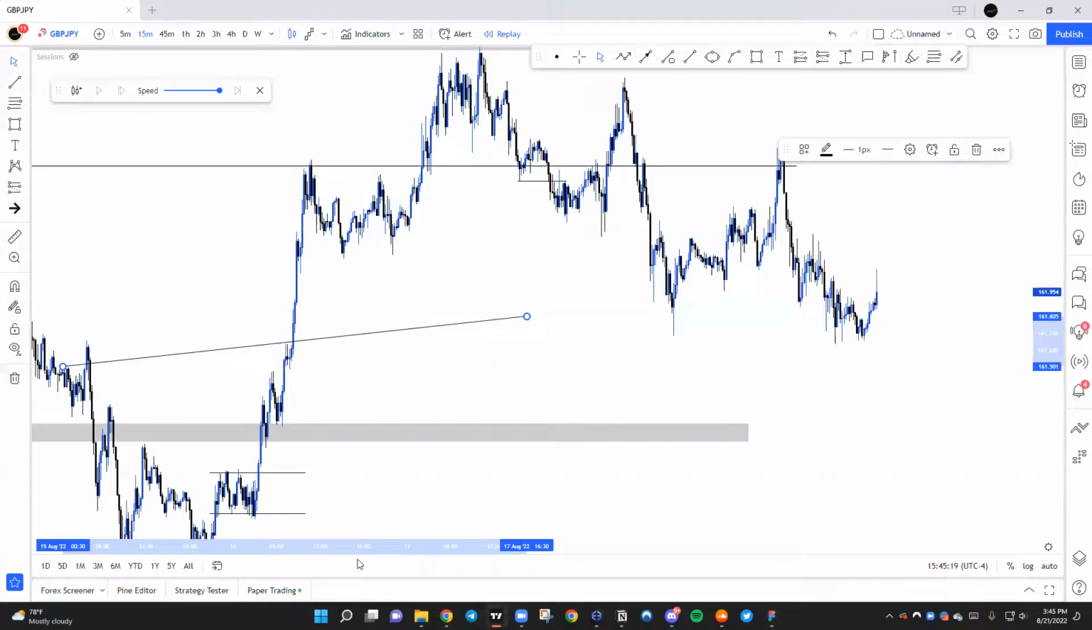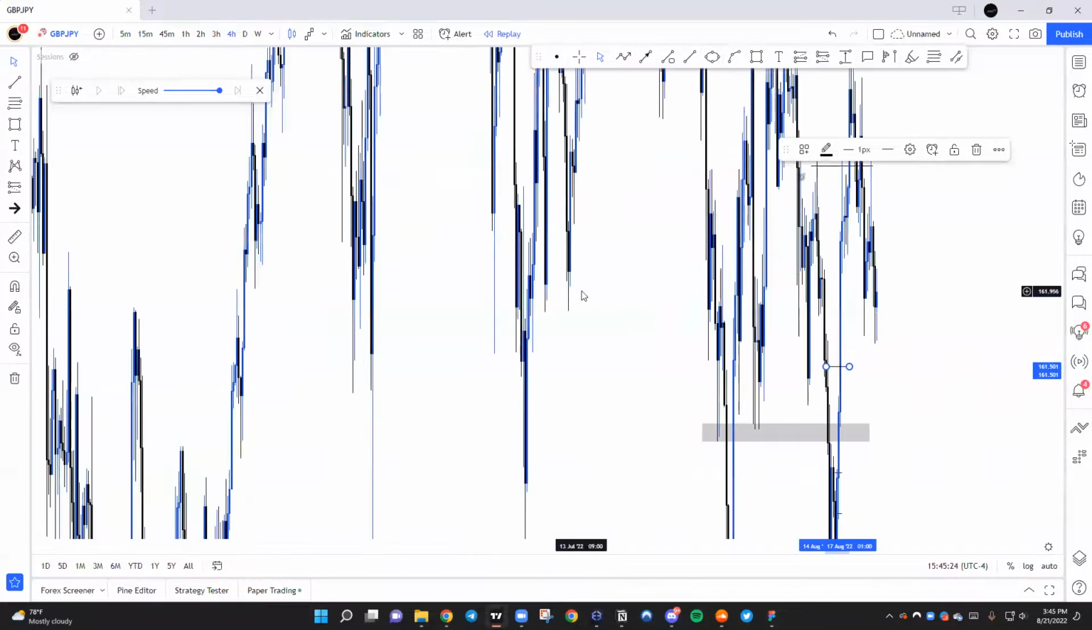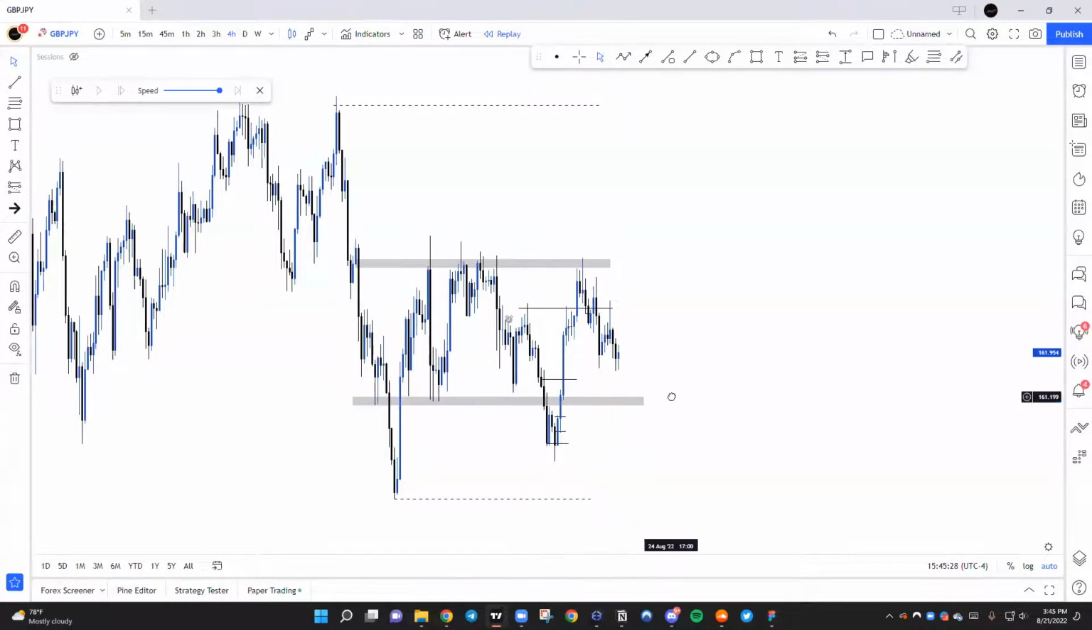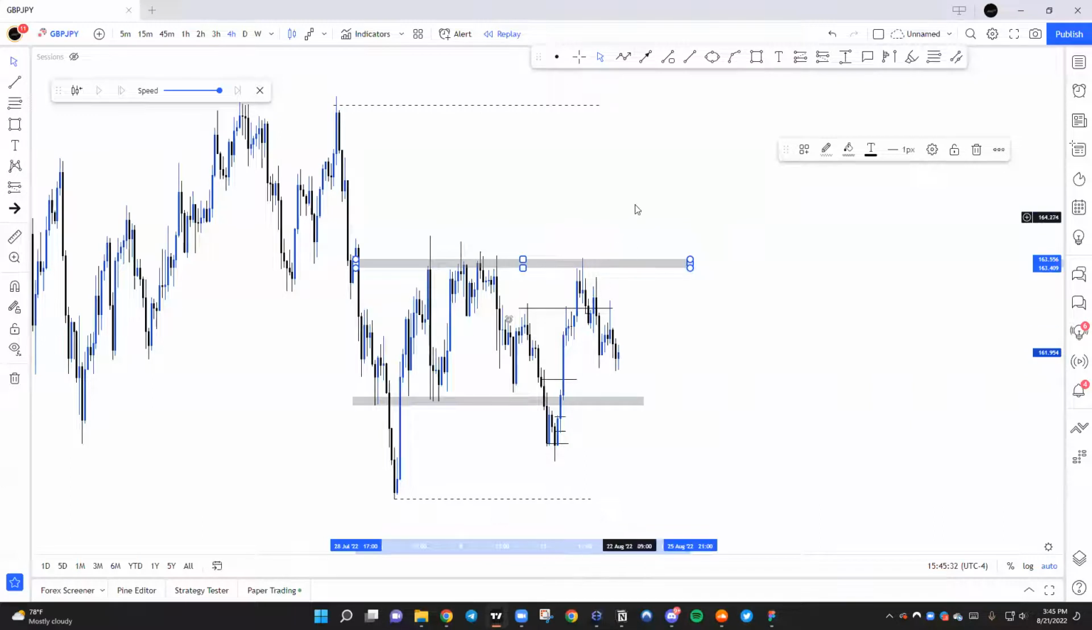But overall, I just don't like how GJ was looking, because overall, it's just consolidating, honestly. It's just really consolidating. So I was looking for price to break either back below here to continue down to this level, or break above here to continue to this high. So that's all I was waiting for.